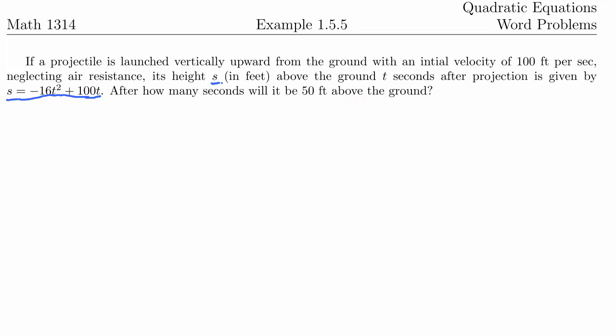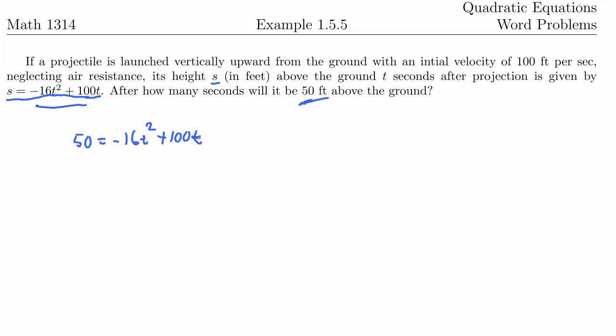Now the height is s, and it wants to know when the height is going to be 50 feet. Notice I don't need to define any variables here because everything is already defined for me. All I need to do is set s, here 50, equal to negative 16t squared plus 100t. So I get 50 is equal to negative 16t squared plus 100t.